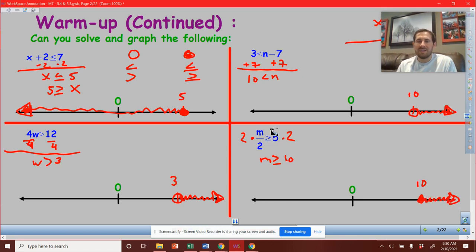So inequalities, instead of just getting to a final answer like m equals 10, that's one answer. Inequalities have infinite answers, and we can't write, or we don't want to sit there and write infinitely. So we build a graph that gives all the possible answers.